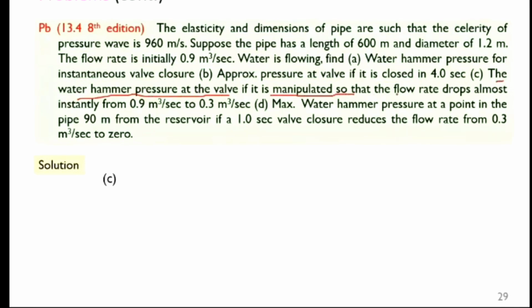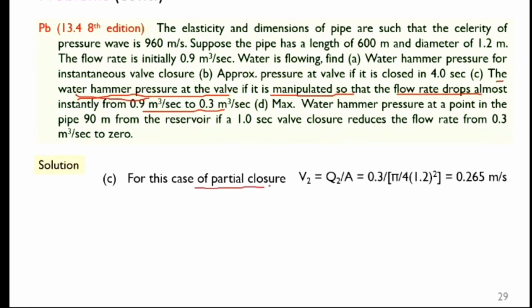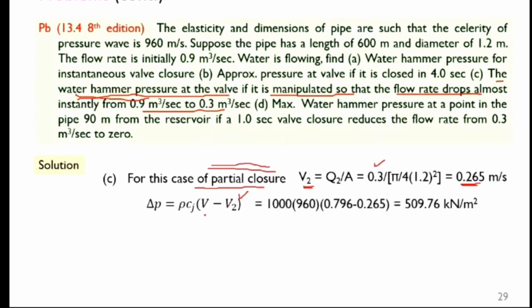Part C: what is part C? The water hammer pressure at the valve if it is manipulated so that the flow rate drops from 0.9 to 0.3. Now the flow rate drops from 0.9 to 0.3, the discharge is reduced. So what is the water hammer pressure? For the case of partial closure, because the flow is reduced, V2 is now 0.3, and instead of ρCj into V we have V2 because it is partial closure. If it is complete closure, V2 will be 0. Now you can plug in the values and calculate the water hammer pressure.